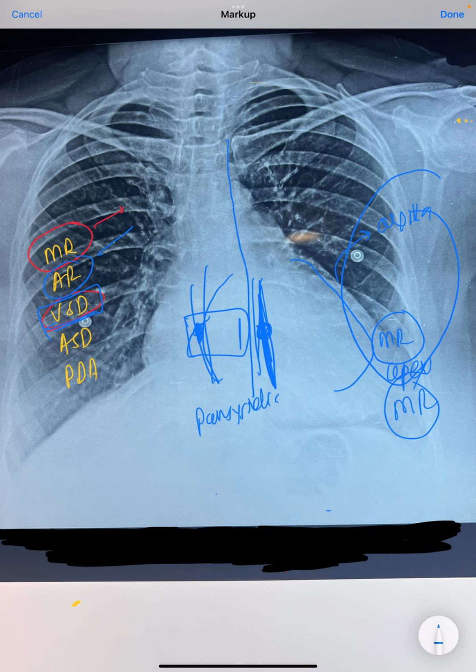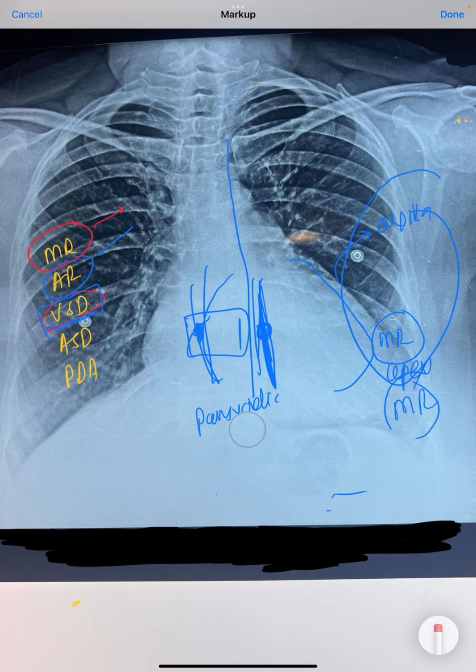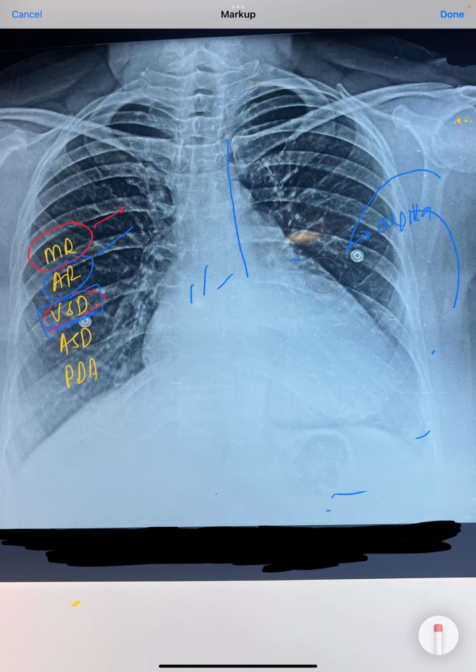And if the patient has a right to left shunt, then the patient can definitely show signs of cyanosis, and patients may have signs and symptoms since early childhood, because VSD is a congenital disorder.